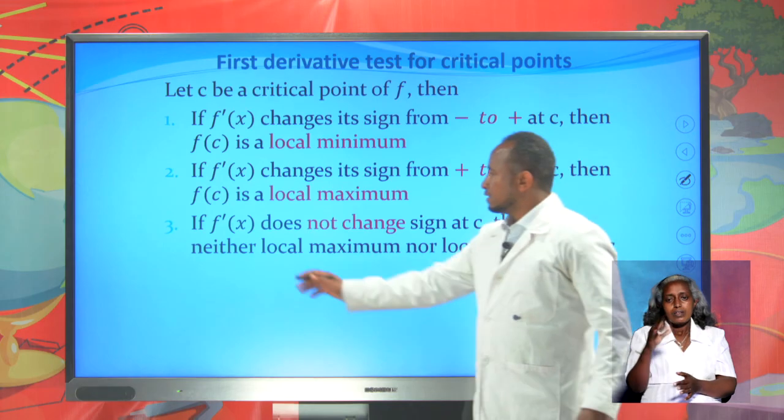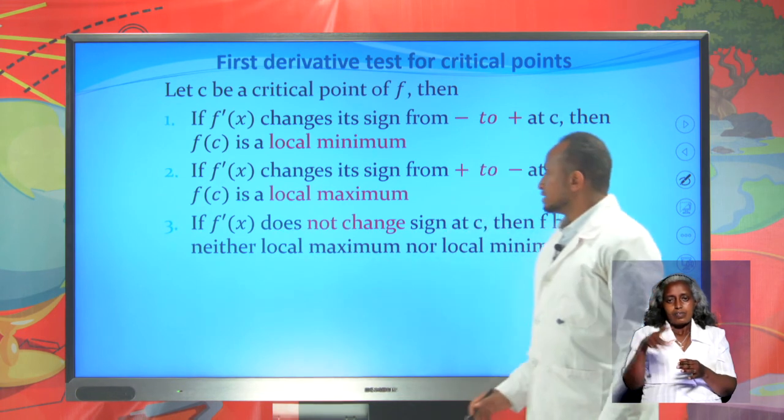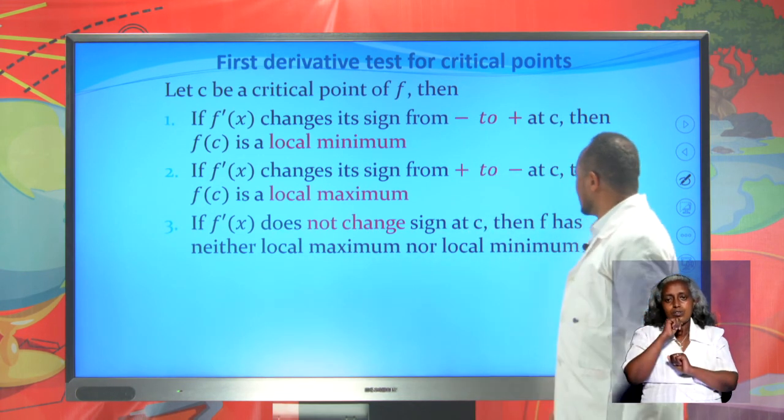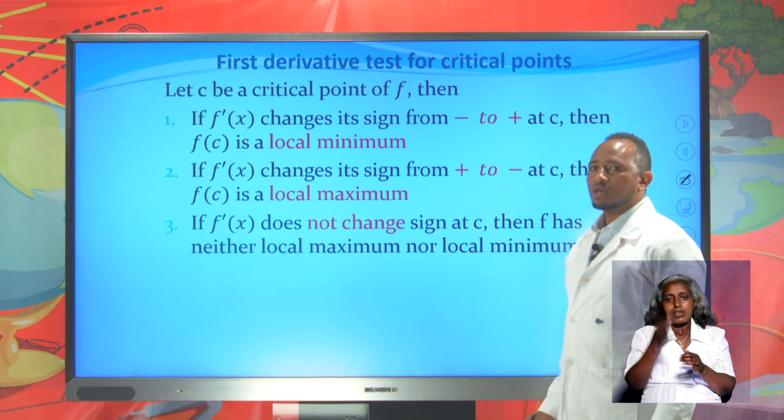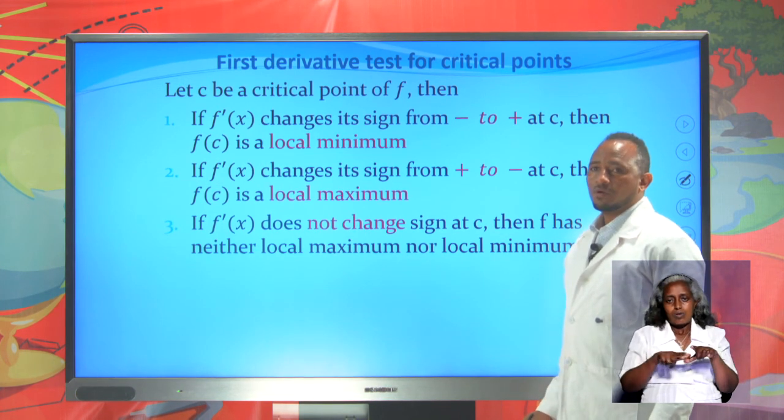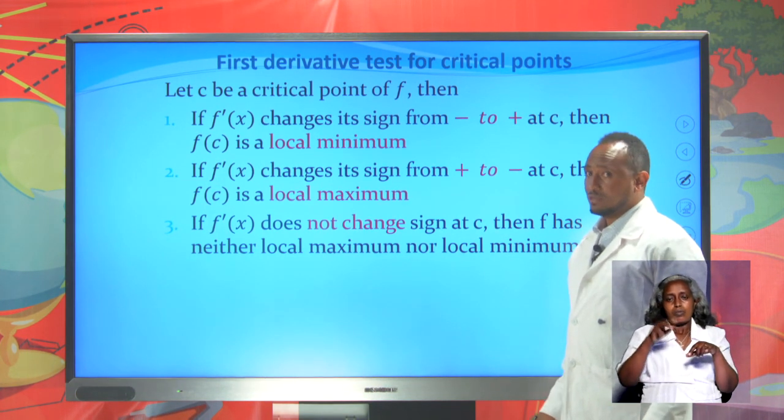And if f derivative of x does not change sign at c, then f has neither a local maximum nor a local minimum value at that point.